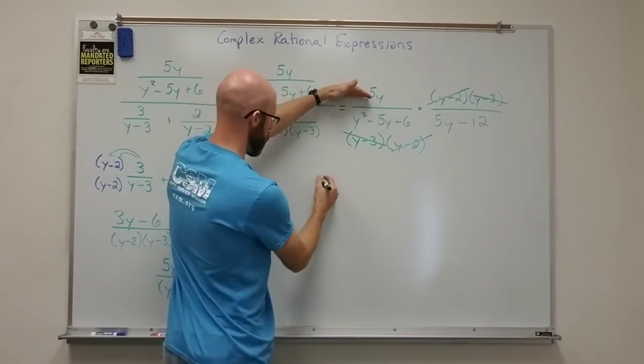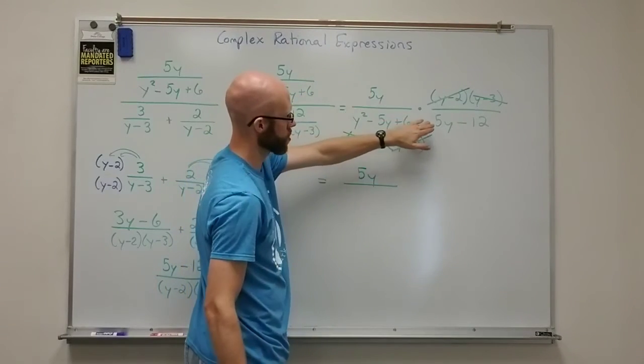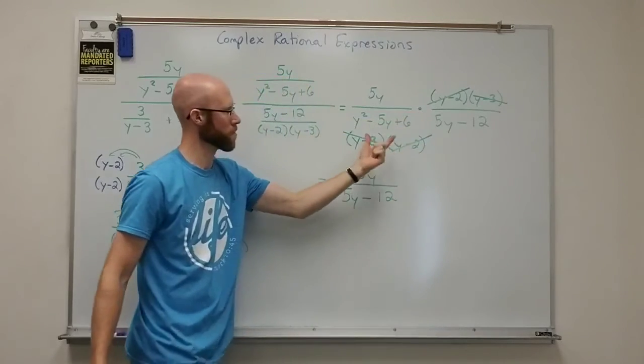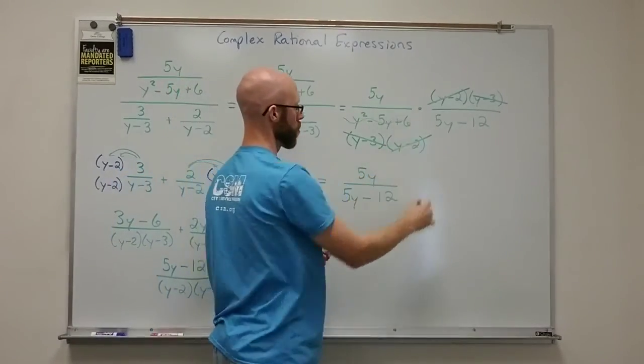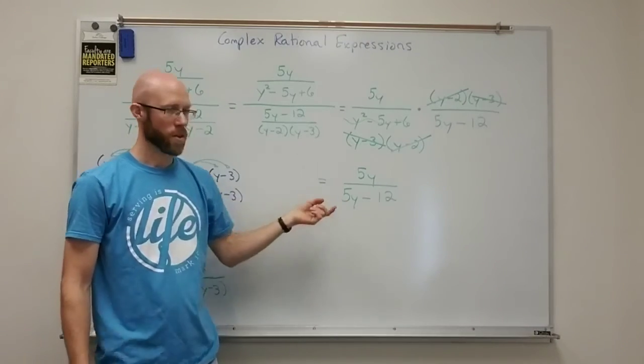and that leaves me just with a 5y up on top and just a 5y minus 12 on the bottom. Remember, this trinomial was already factored and the whole thing ended up canceling out. And so this is all I have left.